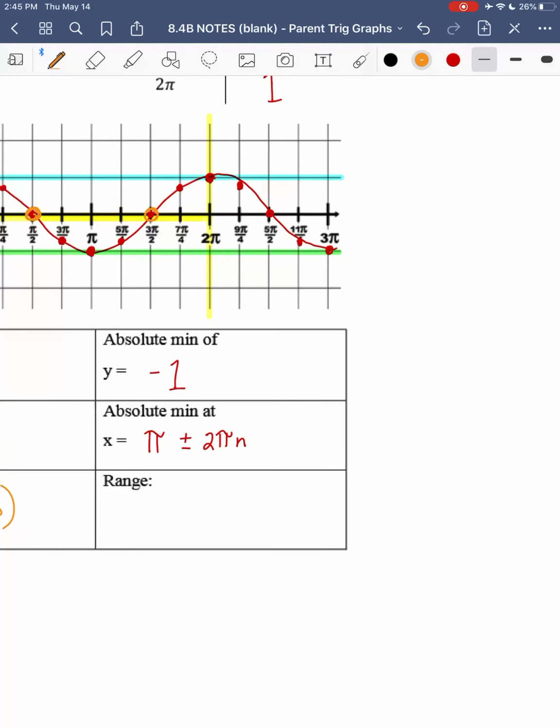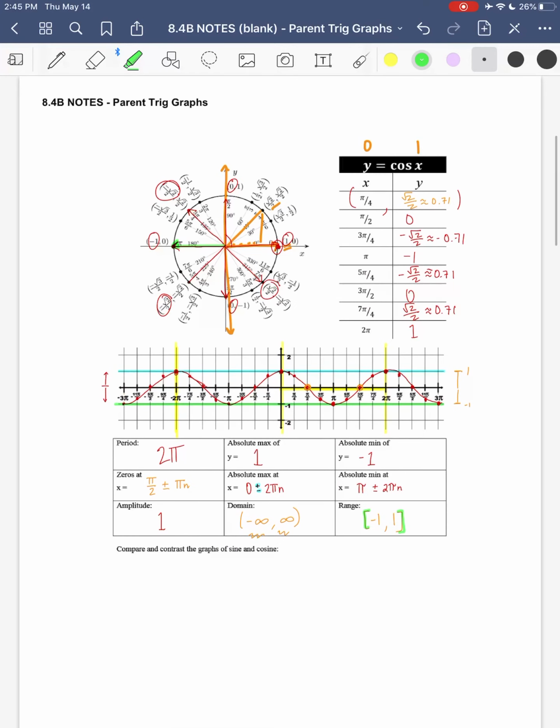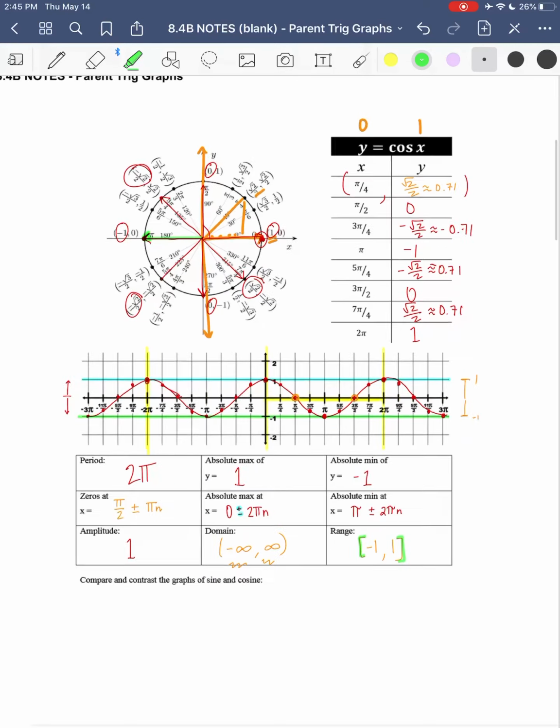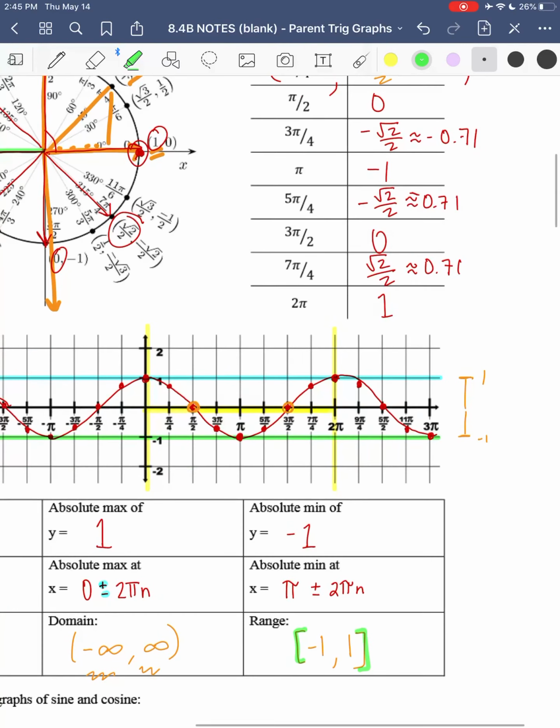And then our range, so our outputs, like how far up or down: the smallest we ever get is -1, and the biggest we ever get is 1. So our range is -1 to 1. Notice I'm using closed brackets because we do actually hit -1 at some point, and we do actually hit 1 at some point. Awesome, that's cosine. It looks remarkably like the sine function, just sine would have started right here. Sine starts in the middle, whereas cosine starts at the top.